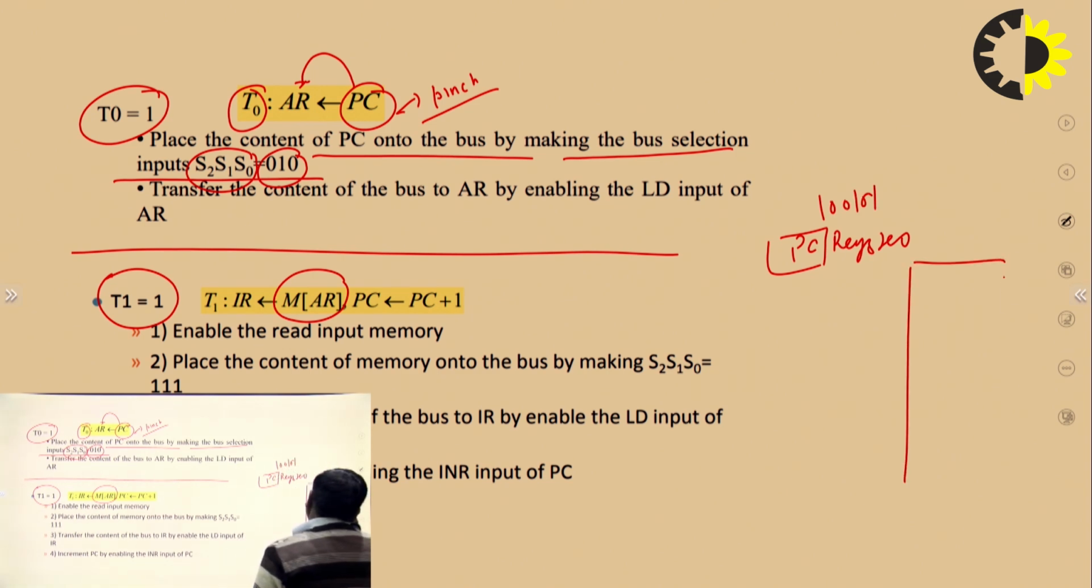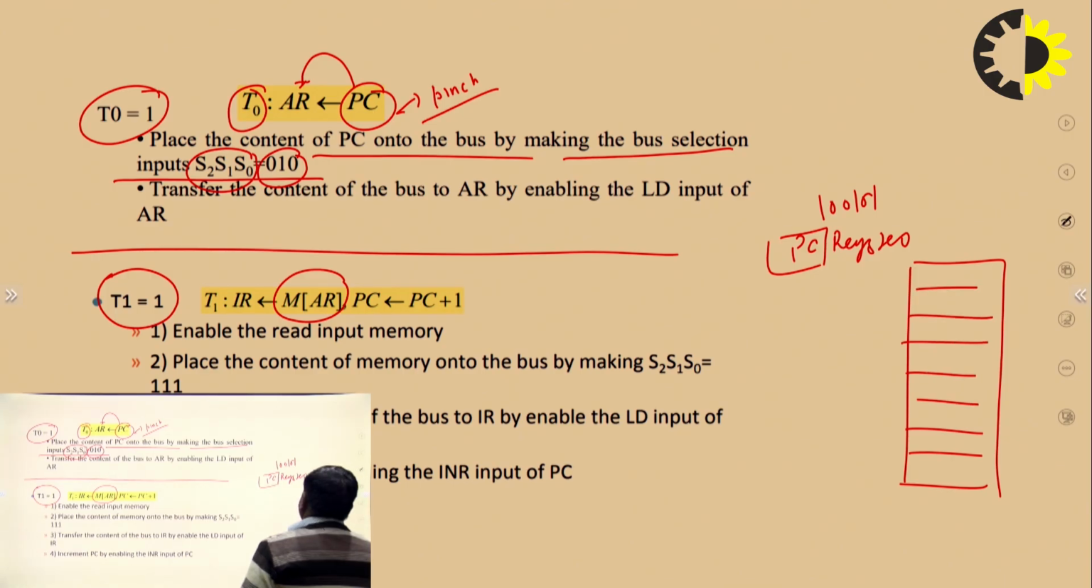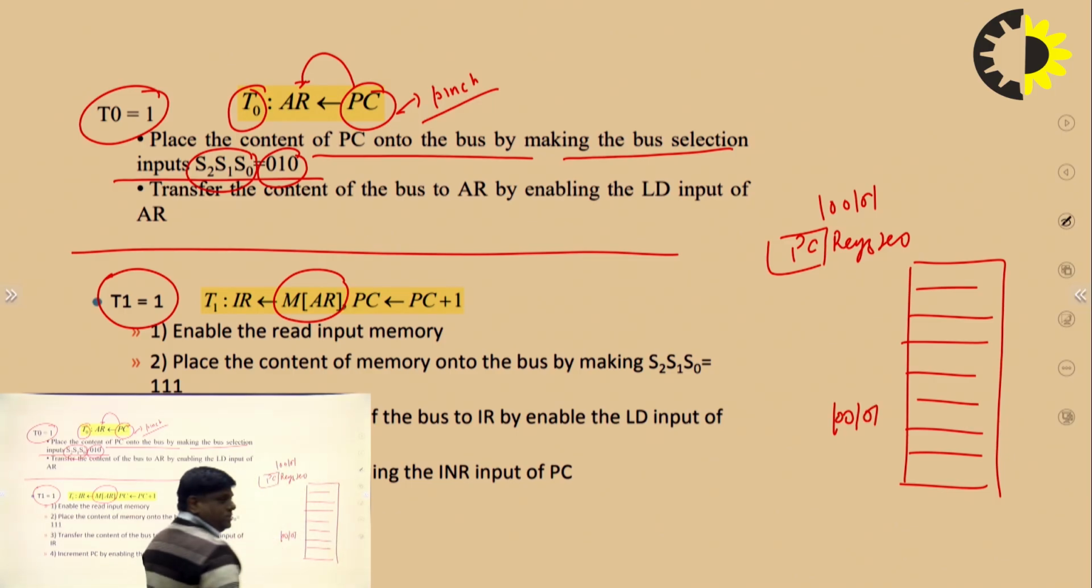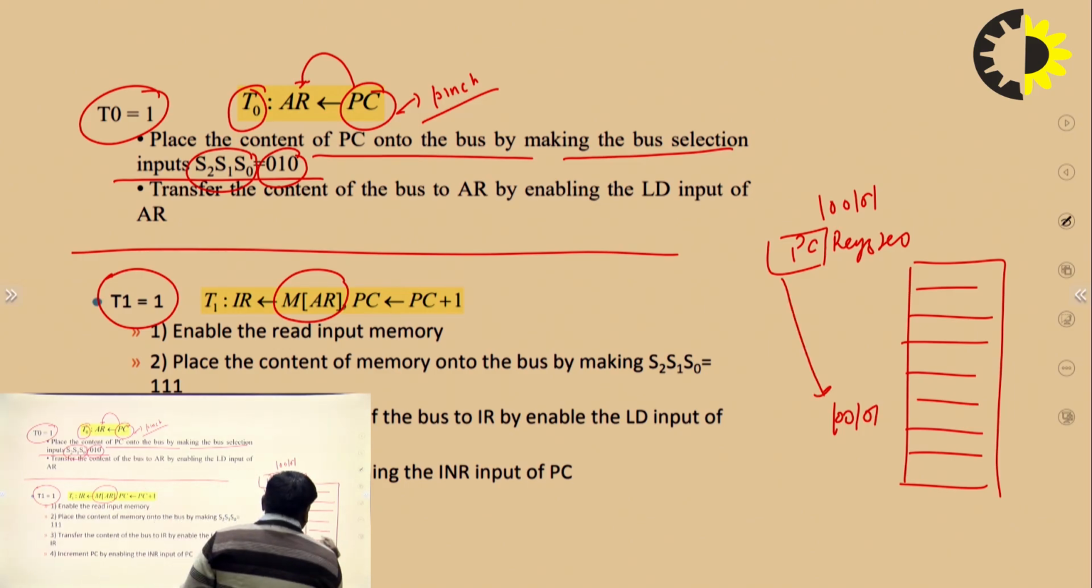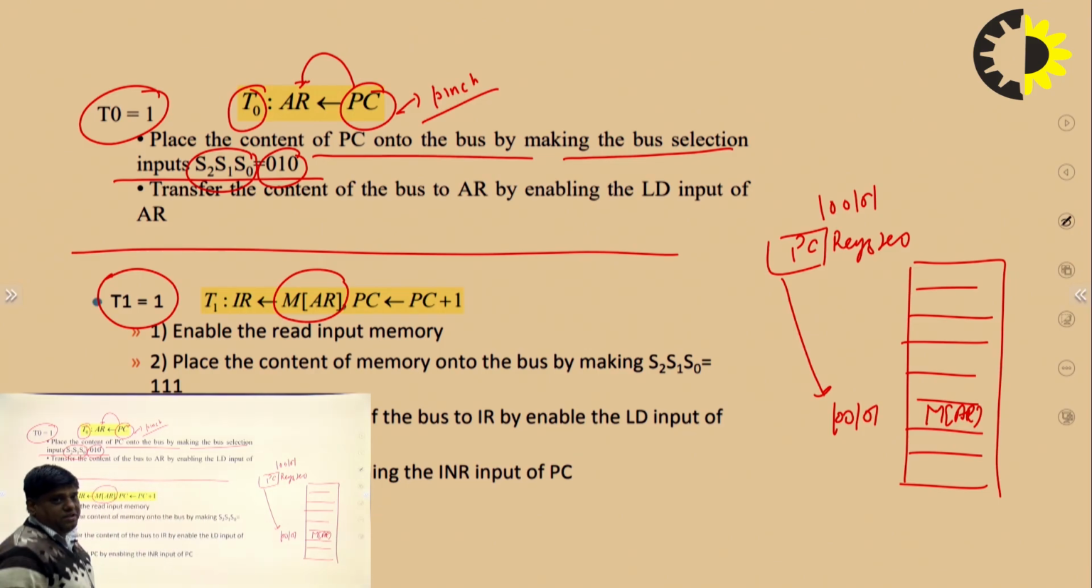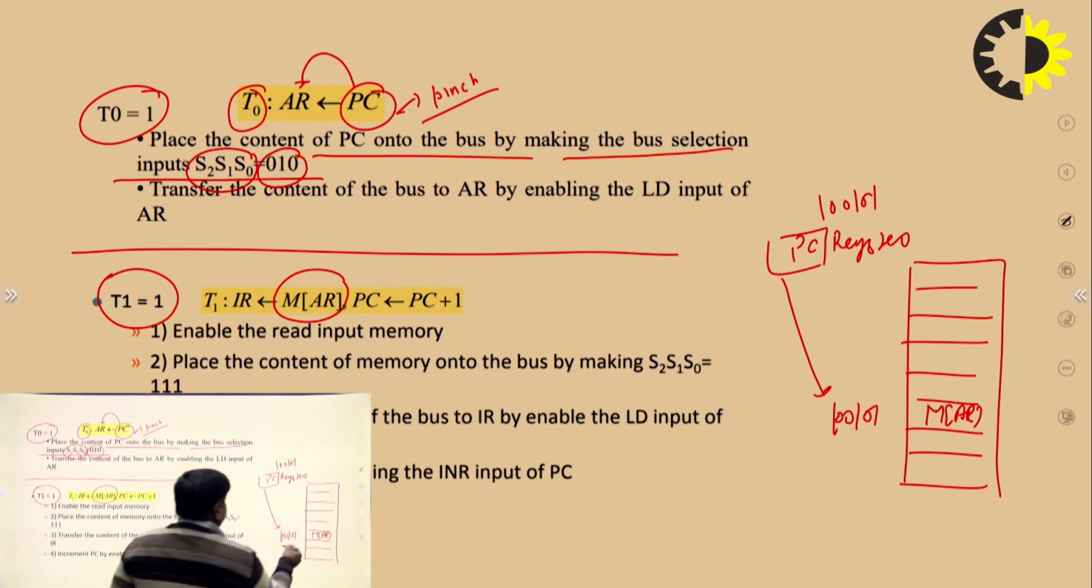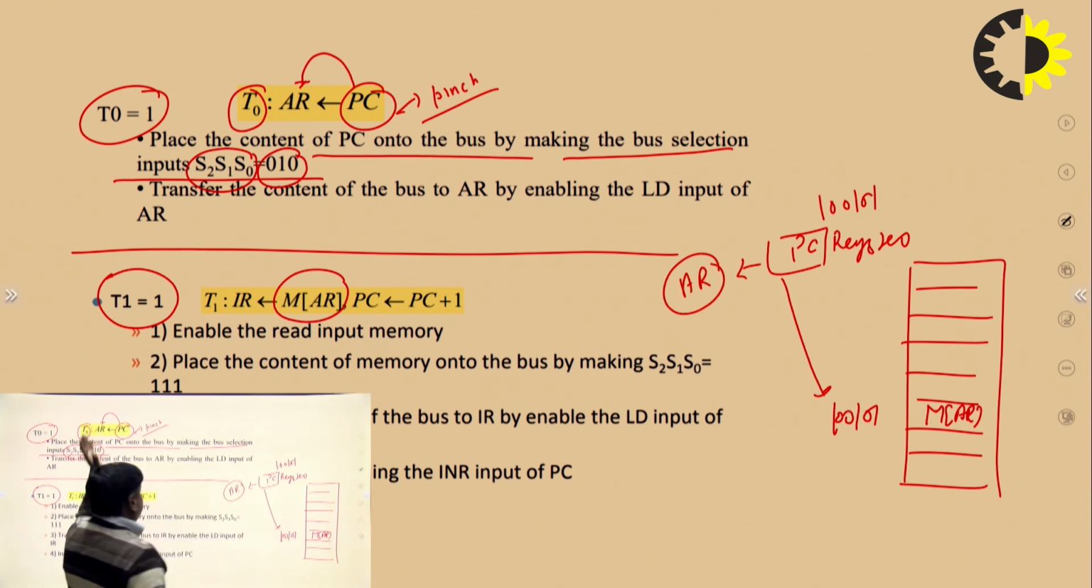Now, this is your memory, and in memory there are n number of these, suppose here is 1000101. Now, first the PC picks this address, and in the address, that is the memory of the AR, here some data is picked. Then this PC address is transferred into the address register in the first step.